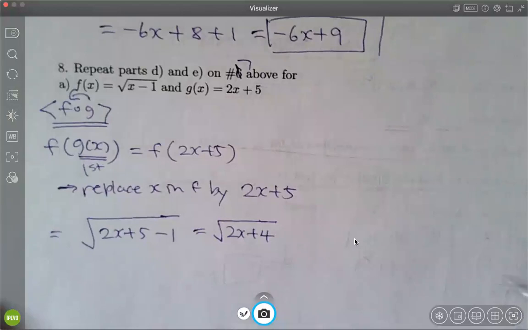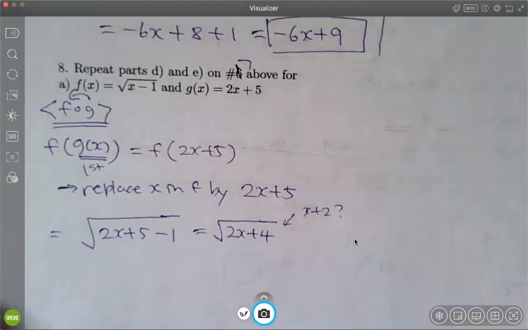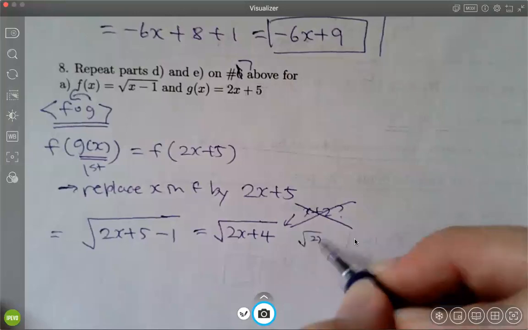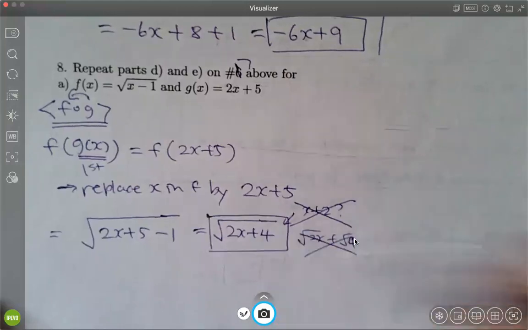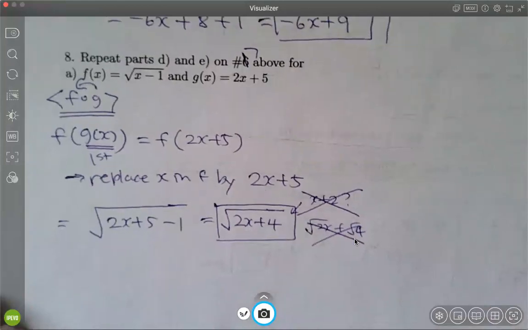Okay, and now, is this equal to x plus 2? Like, you divide 2 and 4 by 2, which is kind of the square root thing? No, okay? You cannot split the square root whenever you have an addition under the square root. Did you know that? So this is not equal to this, right? Okay, so that is all for F circle G.